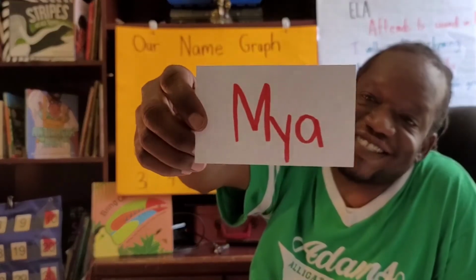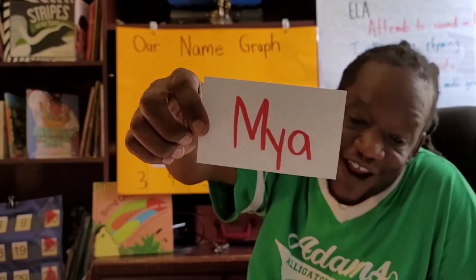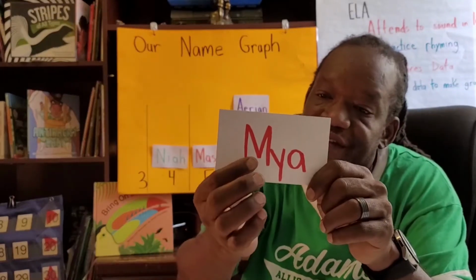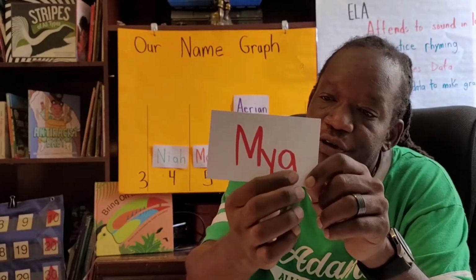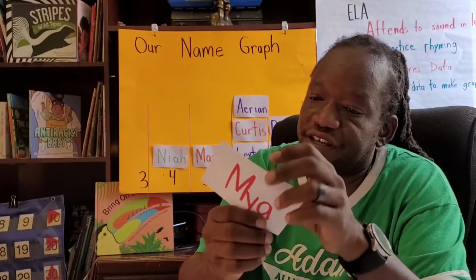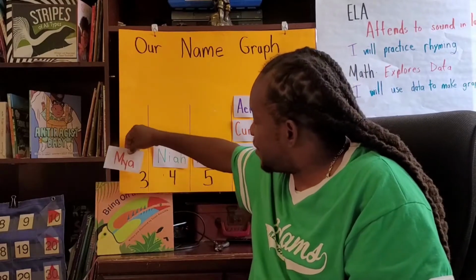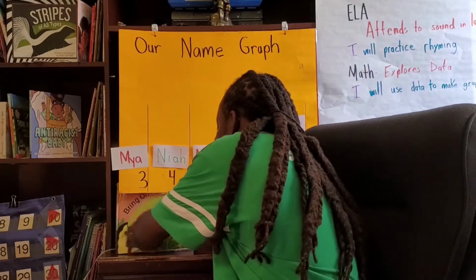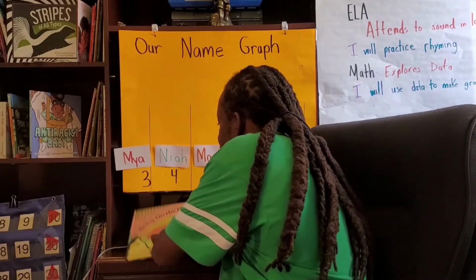Whose name is this? That's right, that's Maya. Hi, Maya. How many letters does Maya have? 1, 2, 3. M-Y-A. So we're going to put this on our name graph by the number 3. Yes, yes, yes. Stop moving, book.